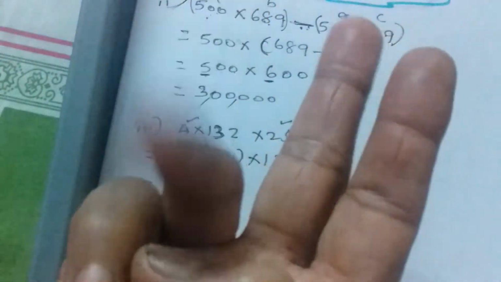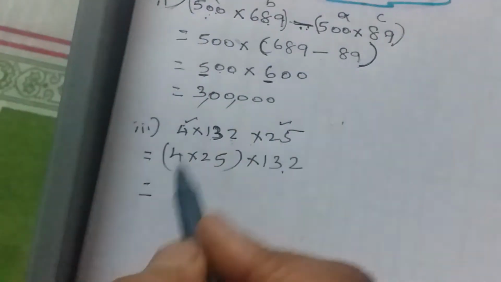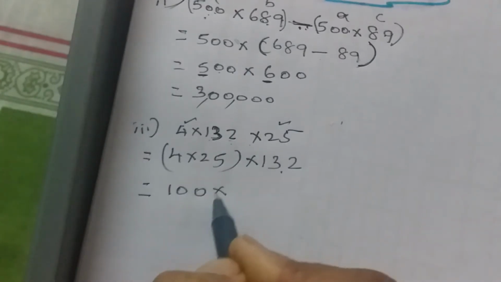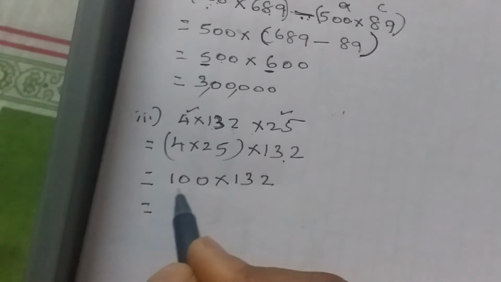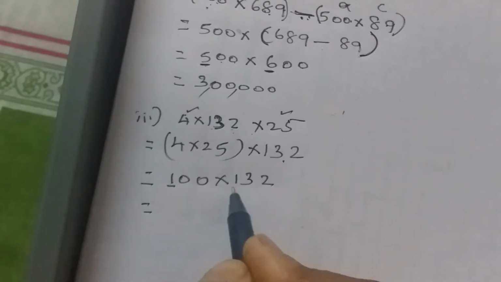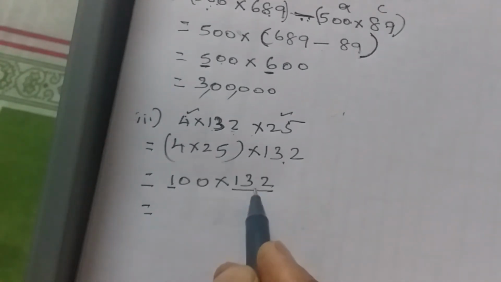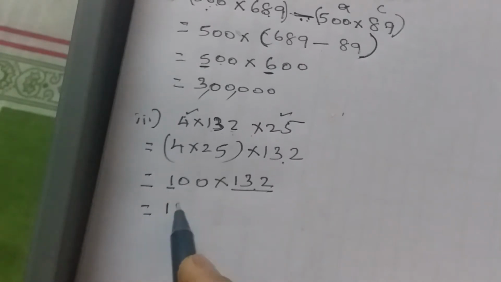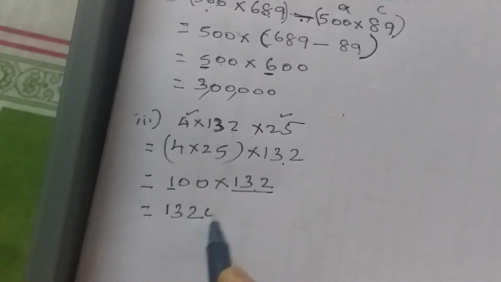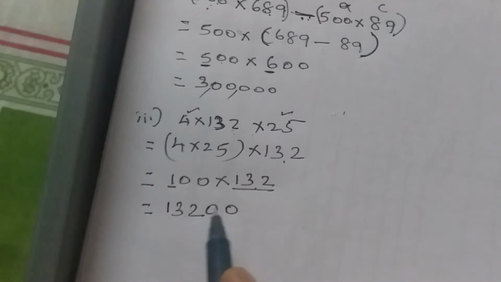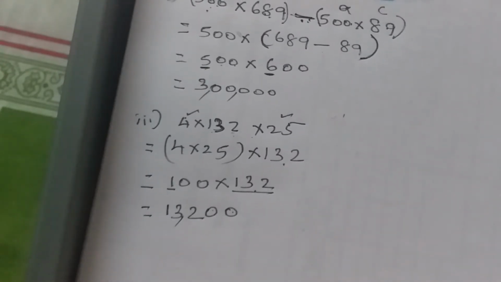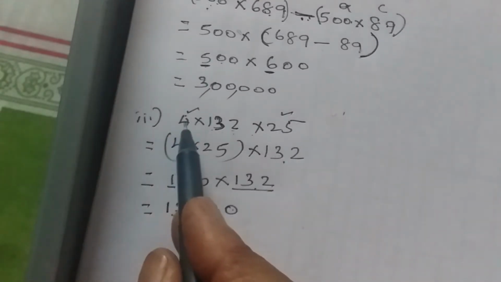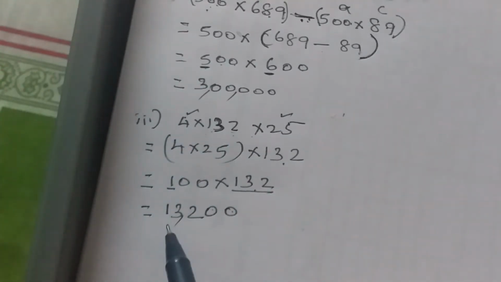Now 4 times 25. I am telling once again, 25, 50, 75, 100. 4 into 25 is 100, into 132. What is it now? So simple, whenever you have zeros, just multiply 1 into 132. Any number multiplied by 1 gives the same number. How many zeros? 2 zeros. That's all. The sum is over. Ones, tens, hundreds, comma, 1000, 10,000. It is 13,200, the answer for multiplication of these three numbers.